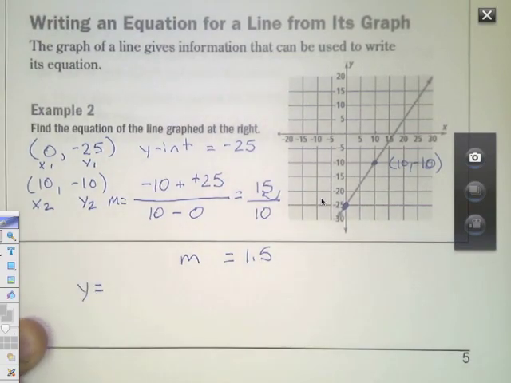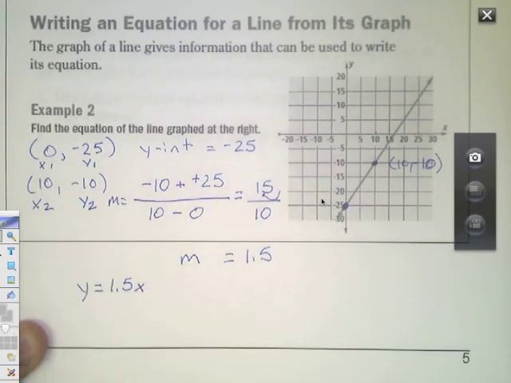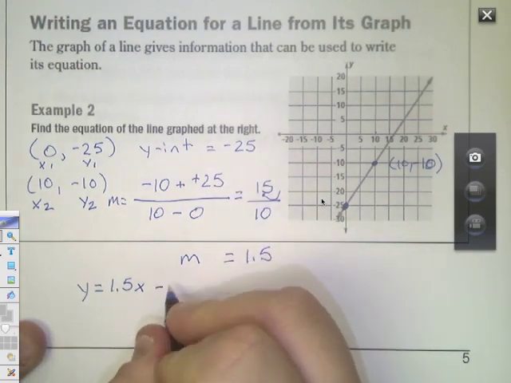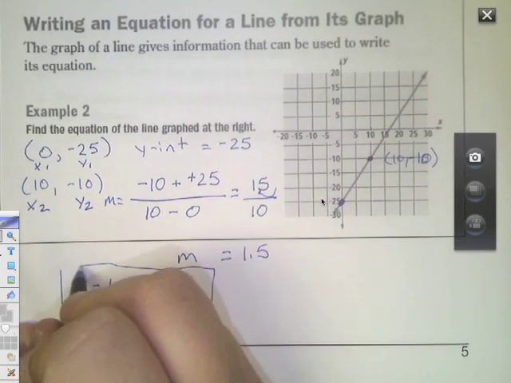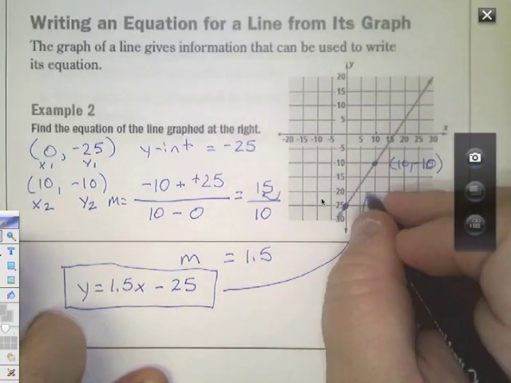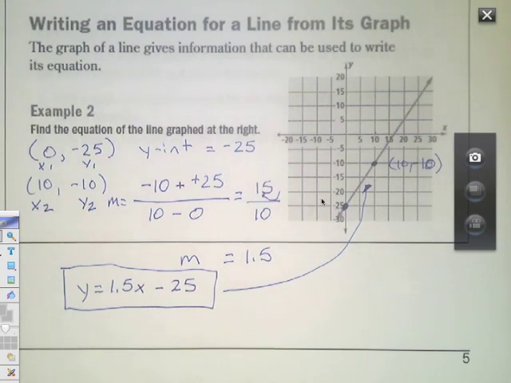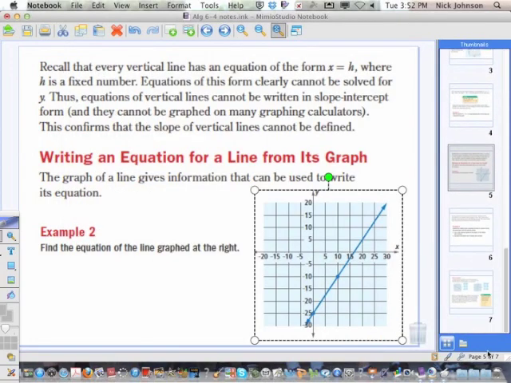So now for my equation, I'm going to put it in the slope-intercept form. My equation is going to be y equals slope, which is 1.5, x, and then my y-intercept is -25, so I write minus 25. And this is the equation for this line that is graphed. It is a lot of points, but if you take your time and understand what you're doing with your information, you're bound to get your answer.